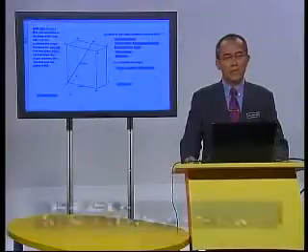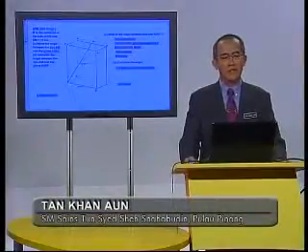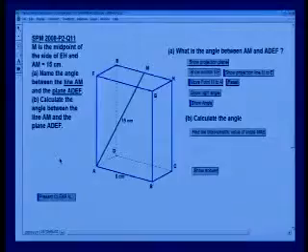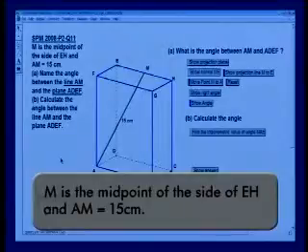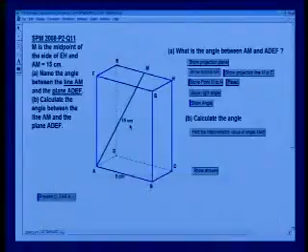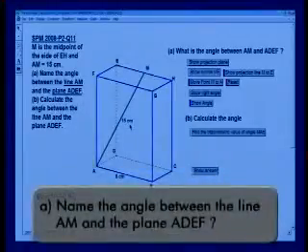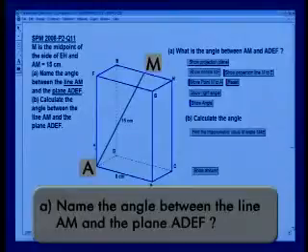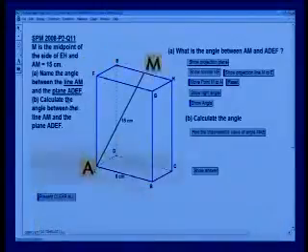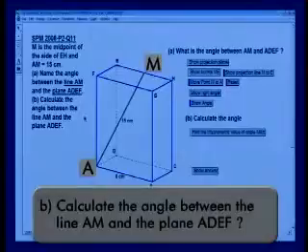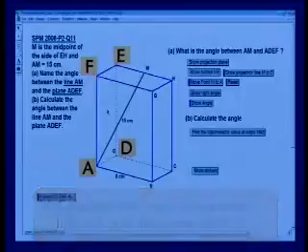Let us go through the question carefully and understand the problem. M is the midpoint of the side EH, and AM is 15 cm. A, name the angle between the line AM and the plane ADEF, which is a vertical plane. B, calculate the angle between the line AM and the plane ADEF.